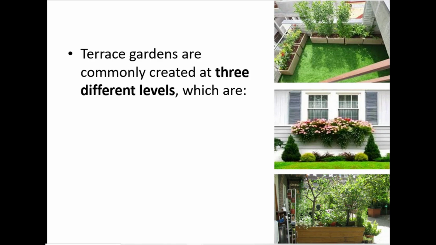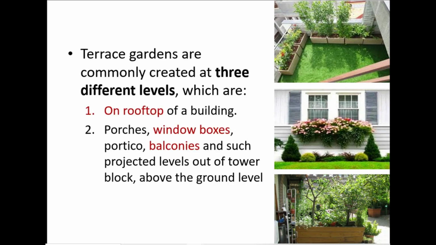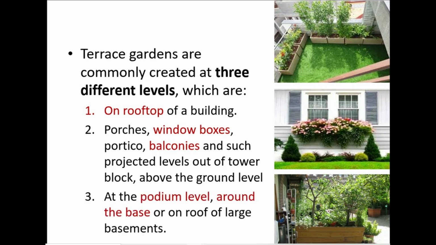Terrace gardens are commonly created at three different levels. One is on the rooftop. Second, porches, windows, boxes, porticos, balconies, and any projected levels out of the construction, where you can grow plants. And even at the podium level, around the base or on the roof of large basements, you can grow. I have built a house, so I have some space like a podium, and I can convert that into a garden. So these are the three levels we can go for this terrace garden.